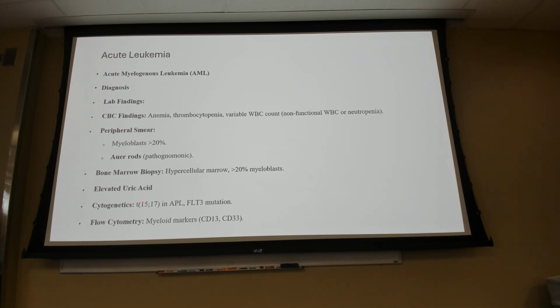Bone marrow. Hypercellular, yes, got it. Again, why the elevated uric acid? You're destroying a lot of white blood cells. Yeah, so that's, you have a high turnover, you're producing all these cells, right? And then as they break down, you get the uric acid from the DNA.